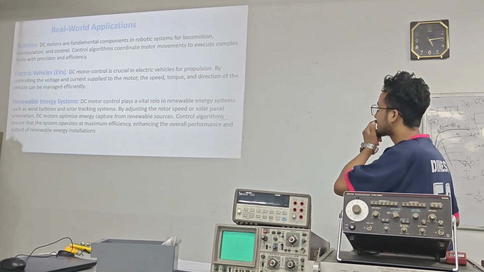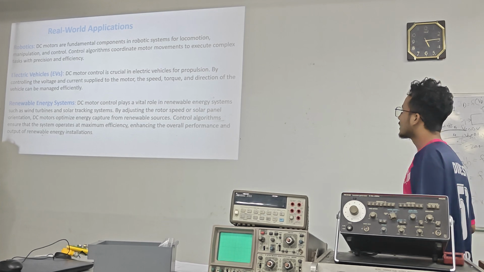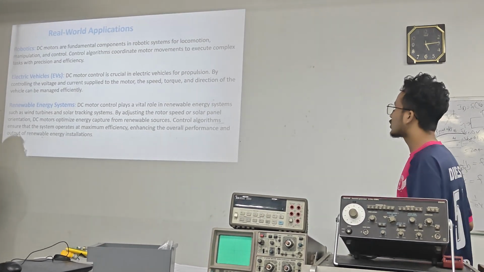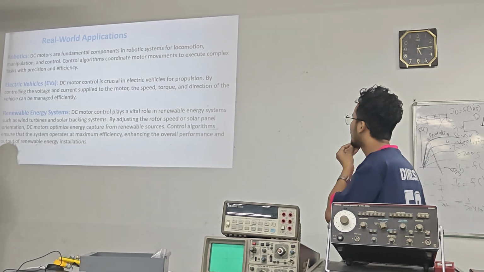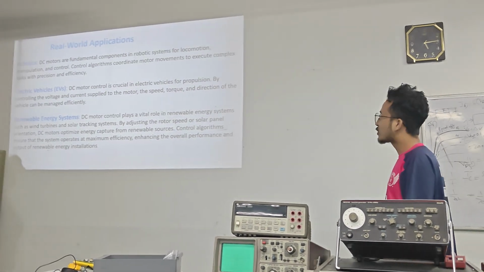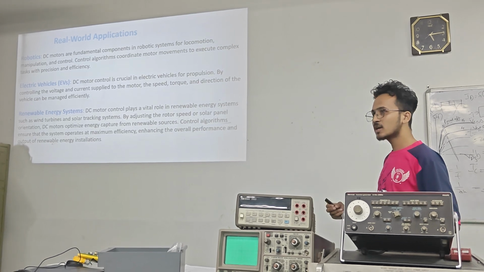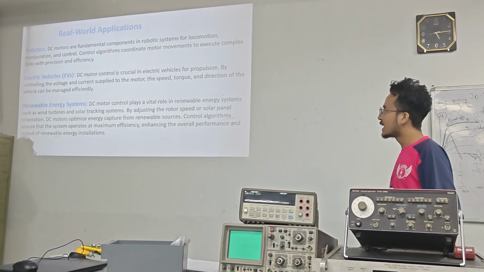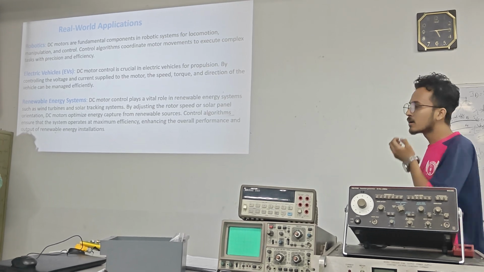In robotics, DC motors are a fundamental component for locomotion, manipulation and control. Control algorithms coordinate motor movement to execute complex tasks with precision and efficiency. By controlling the speed of a motor, we can manage the efficiency and cost reliability.